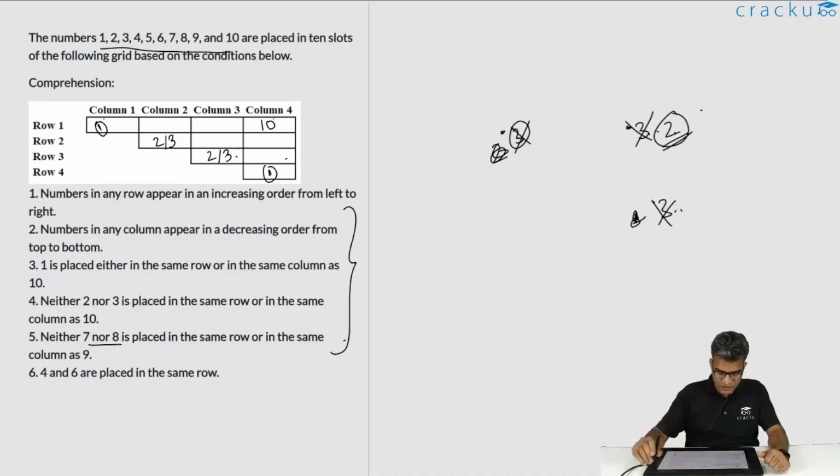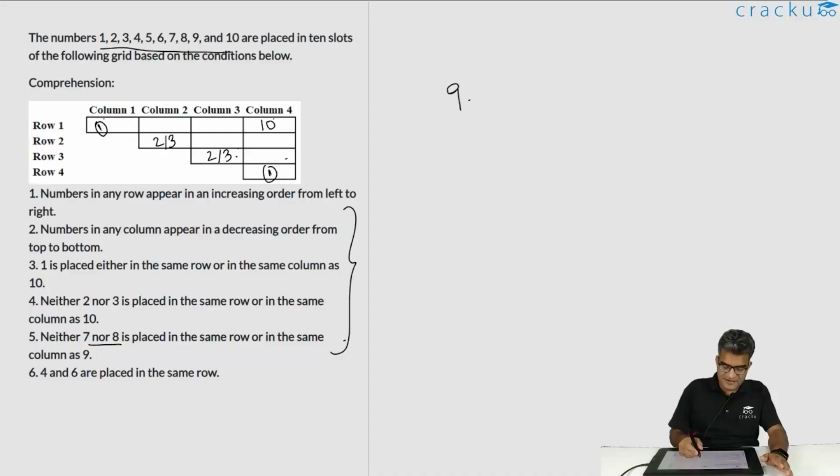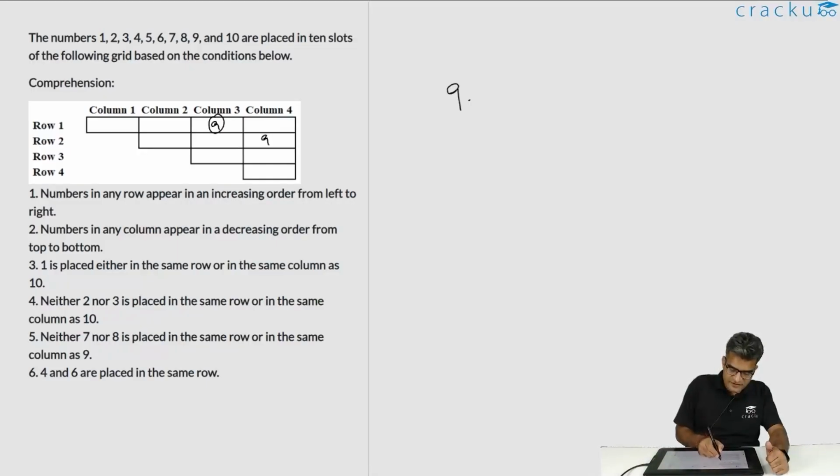7 or 8 are not placed in the same row or same column as 9. So let us try to identify where 9 will be. Now if you think about it, if 9 is in row 1, it has to be over here. If 9 is in column 4, it has to be over here. Can this number over here be 9? It cannot be 9 because if this is 9, what will the number in row 1, column 3 be? We don't know that because that number has to be greater than 9 and it is not equal to 10. So the only possibilities are, let me clear all of this up. Either this is 9 or this is 9. One of the two has to be 9.